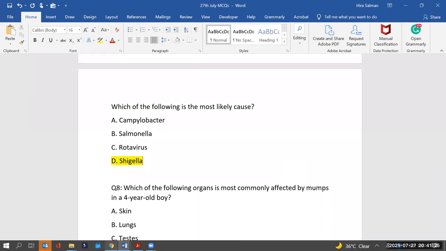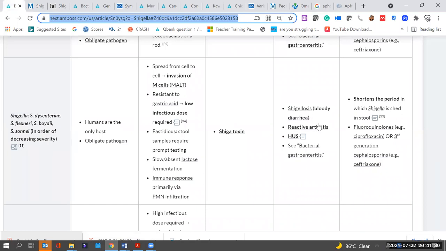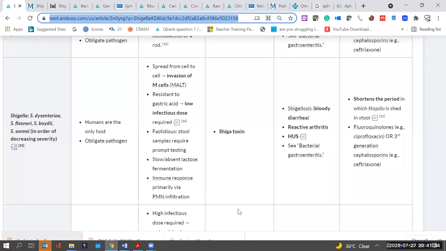Excuse me, Dr. Hira. Yeah, it's clear in AMBOSS also. Let me show you that first. See, Shigellosis is bloody diarrhea. Yes, dear. We will not have blood in Salmonellosis, no? No. Usual presentation, we don't have.